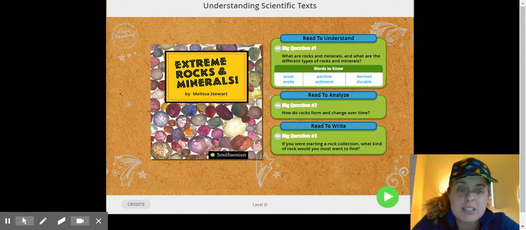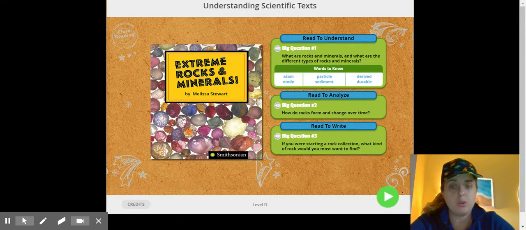Our read to analyze section is how do rocks form and change over time? And when we're reading to write, if you were starting a rock collection, what kind of rock would you most want to find? Okay, it is really important to know what you're looking for. So you really want to be able to identify text features and just use all of the headings to help you do your very best job.